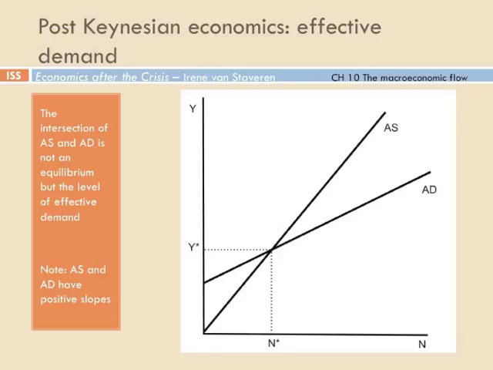What are the axes? That's important. The horizontal axis is N. That's the symbol economists use for employment. The vertical axis is Y. That's the gross domestic product, the total demand or the total supply in the economy. And where they meet, that's the intersection of the AS and the AD curve. That's the point of effective demand in the economy, which determines the size of employment.